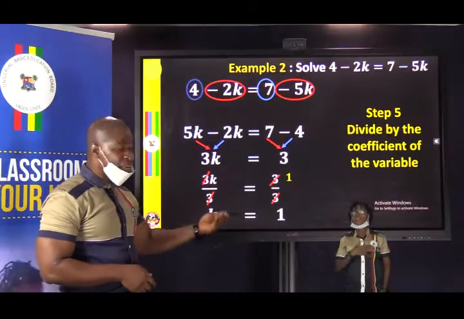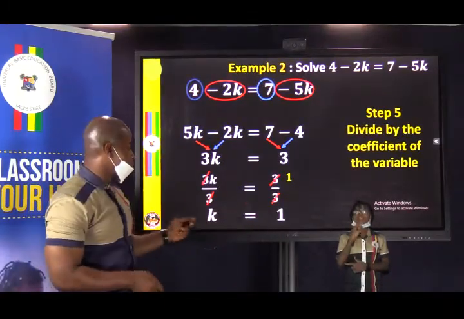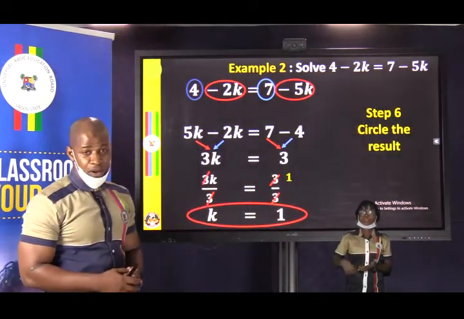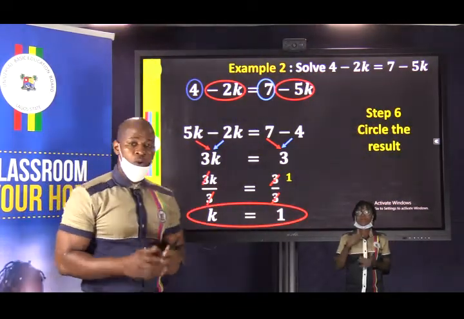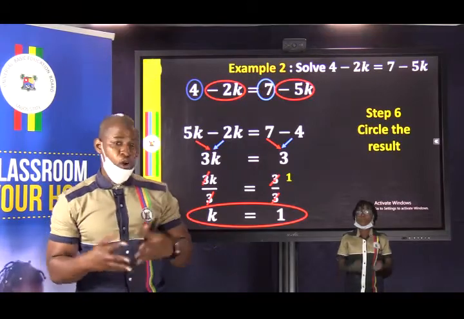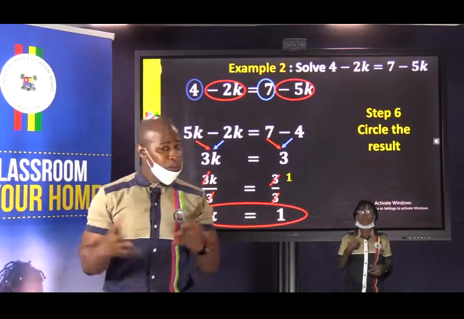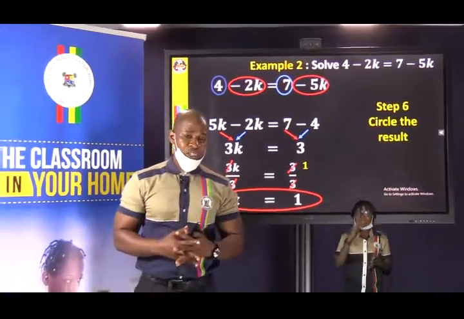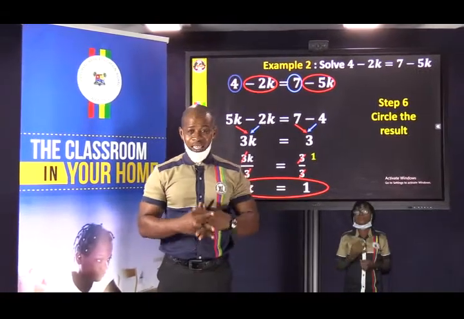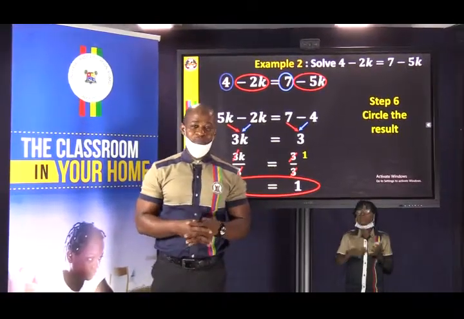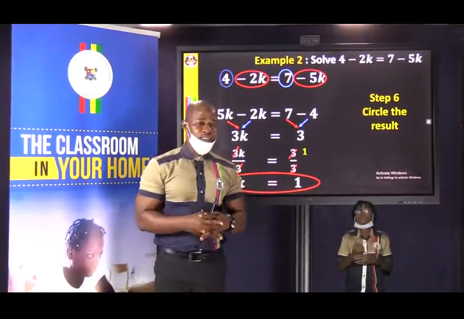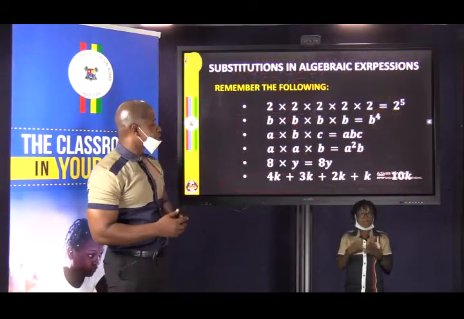And then k is 1. Then we just circle the result. That's our final answer. Now, we're going to move on to another aspect of today's work, and that is substitution. Remember that I asked you at the beginning of the lesson if you know what substitution is all about. Well, you must have heard it, but let's see what it is.